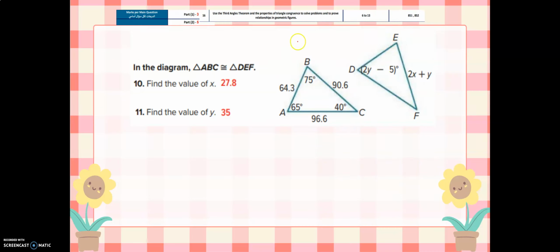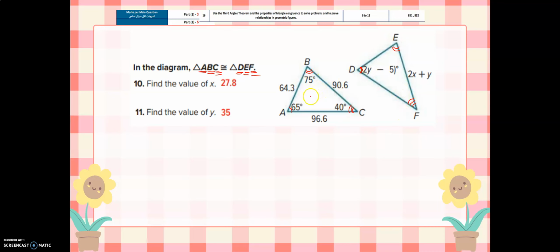In the diagram, triangle ABC, so this is your triangle ABC, is congruent to triangle DEF. Okay, so let's try to look at the corresponding sides. So A here corresponds to D. So I can just take a symbol right here. A corresponds to D. B corresponds to E. So my B corresponds to E. And my C corresponds to F. So C, 1, 2, 3, and this 1, 2, and 3.